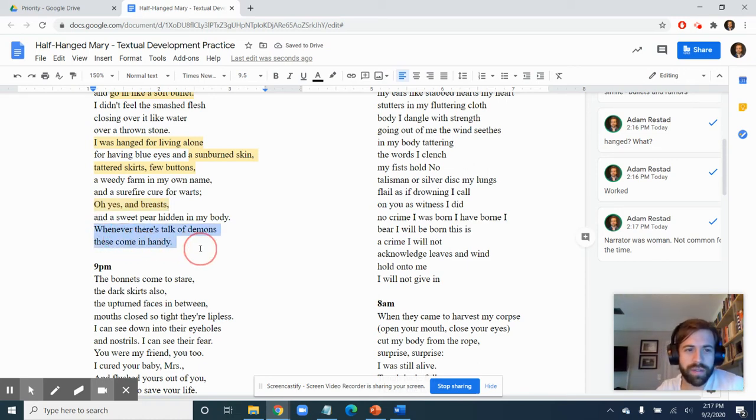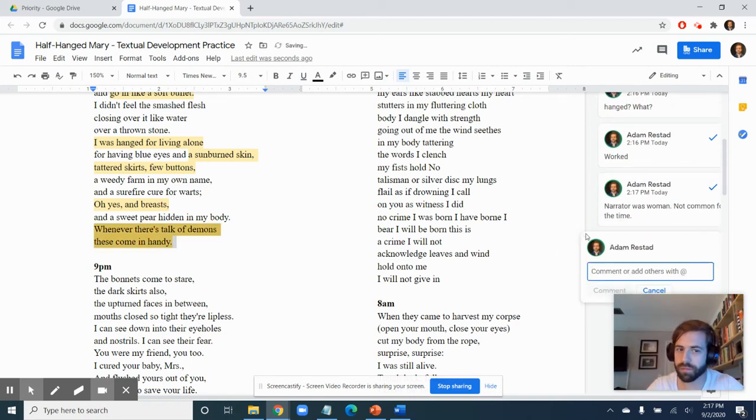And whenever there's talk of demons, these come in handy. So she kind of feels like a scapegoat. Like because she's a woman, because she lived alone, because she did all these things not according to normal societal norms, that she's kind of a target. Target because of gender.